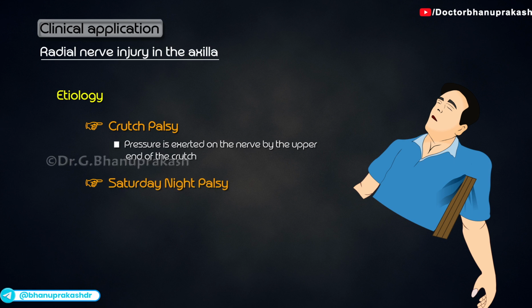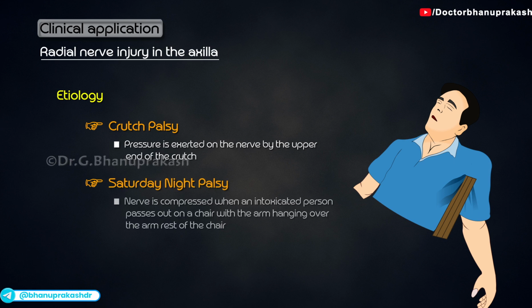Saturday night palsy. Here, the nerve is compressed when an intoxicated person passes out on a chair with their arm hanging over the armrest of the chair. This causes compression via the tendon of the latissimus dorsi as the nerve passes below it and results in temporary radial nerve paralysis.